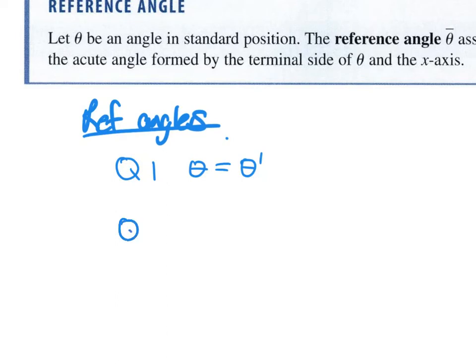If they give you an angle in quadrant 2, in order to find the reference angle, you're going to say 180 minus the angle they give you. That's going to be your reference angle.